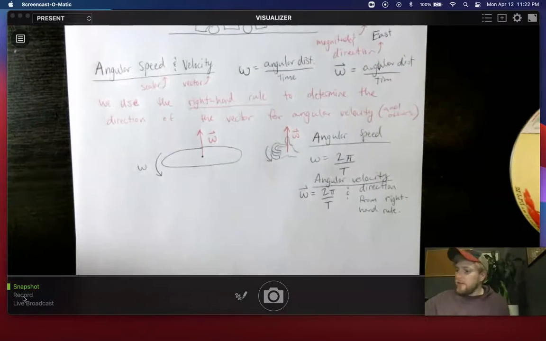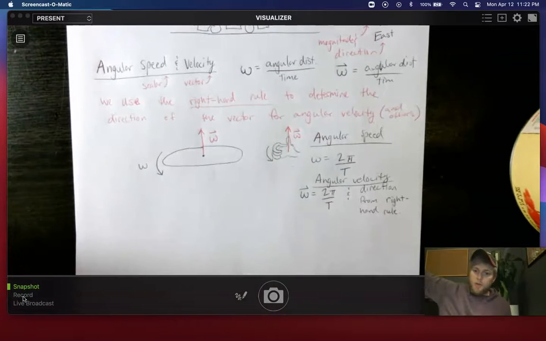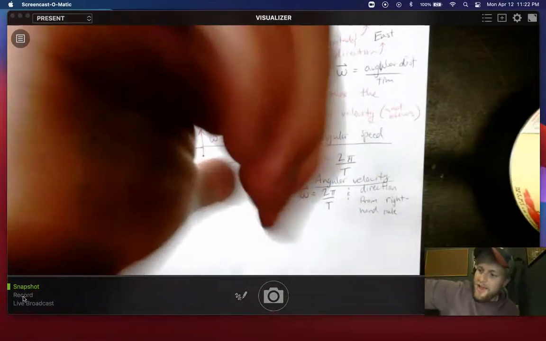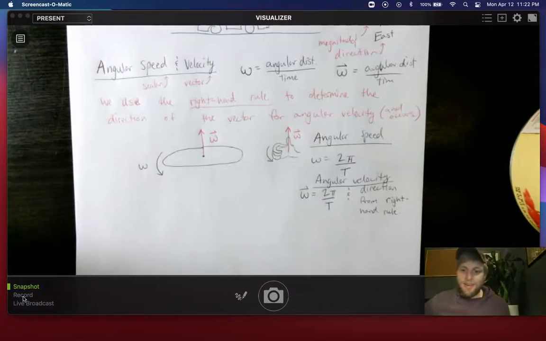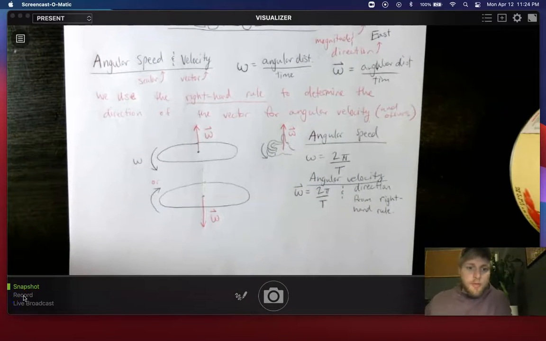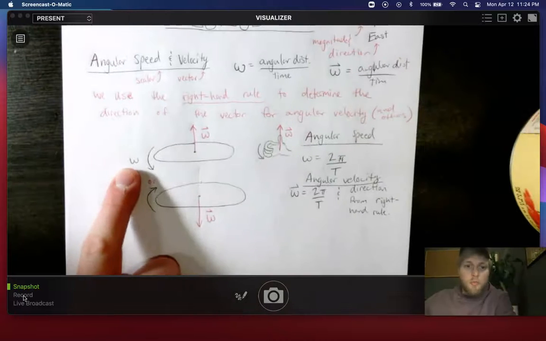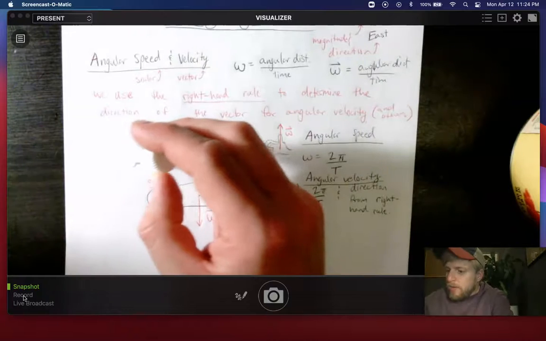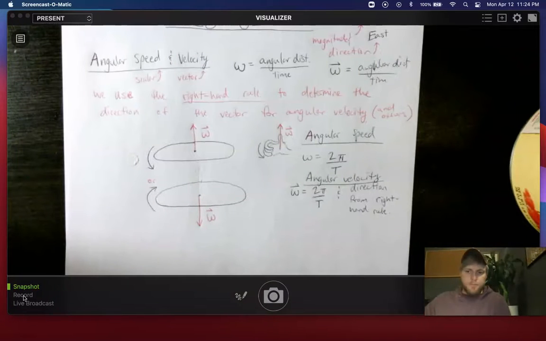Alternatively, if this was spinning in the opposite direction, we would curl our fingers, I'm going to try to show you this, in the opposite direction, and our thumb would point down into the page, or down with respect to these spinning disks. So that I don't confuse you, I'd like to actually get rid of this omega. If you're just writing in pen or pencil, you can just cross that out. We don't want to get confused with angular speed and angular velocity.